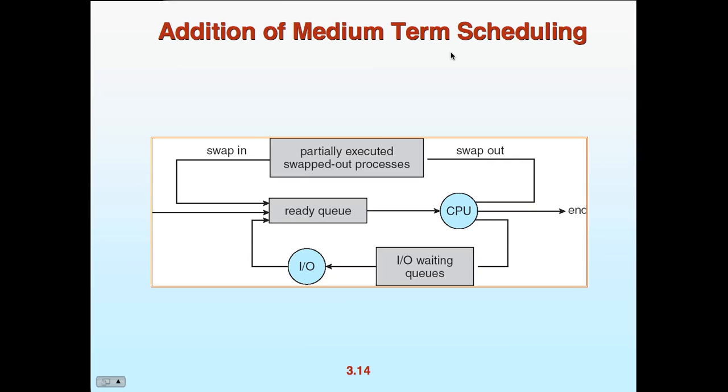So here's the addition of a medium-term scheduler. What we have going on here, we're swapping in, swapping out, partially swapped out processes. Go in, partially swap it out, go to the CPU, get some time. If not, go back into the ready queue. Go to the CPU, go to I/O, come back into the ready queue. So between the I/O requests and the CPU requests, between the long-term and the short-term scheduler, the medium-term scheduler can be put in there sort of like a ready queue.